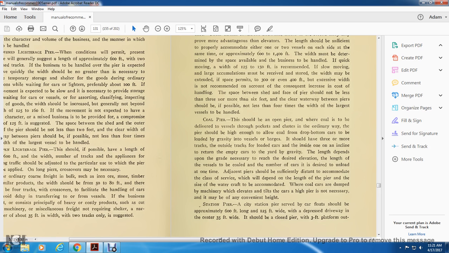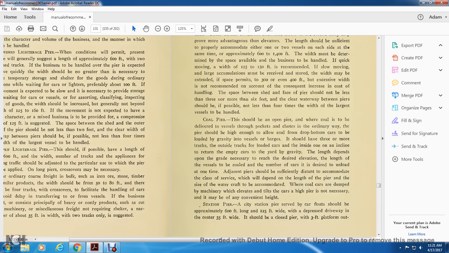You should have three or more tracks, the outside tracks loaded with cars, and the inside with one on an incline, returning the empty cars to the yard by gravity. Length depends upon the grade necessary to reach the desired elevation, the length of the vessel to be coaled, and the number of cars to be handled and unloaded at one time.